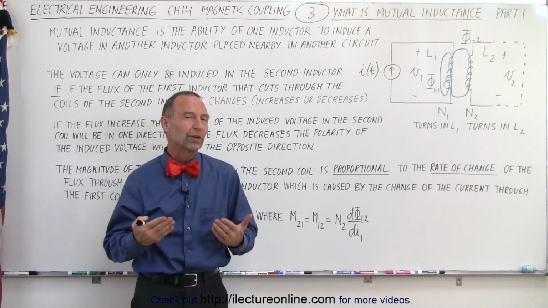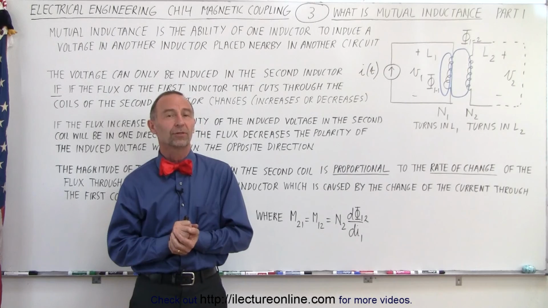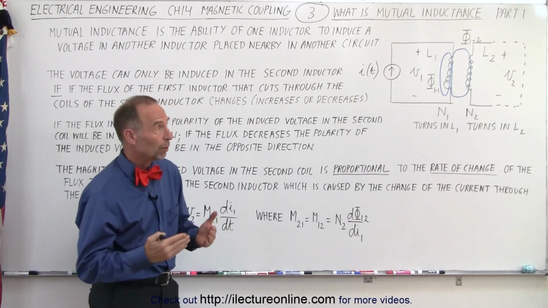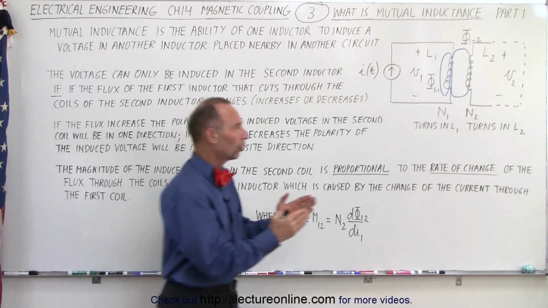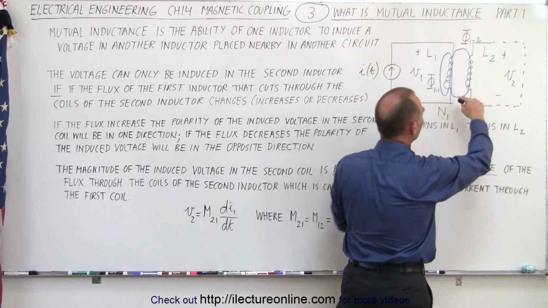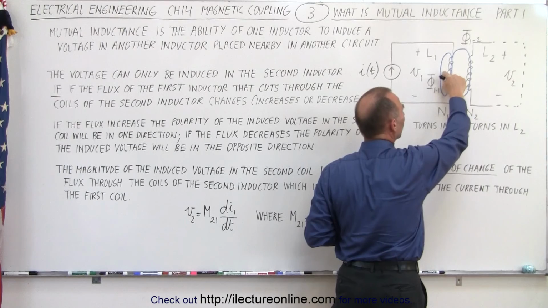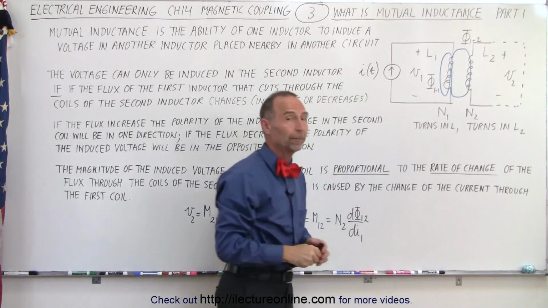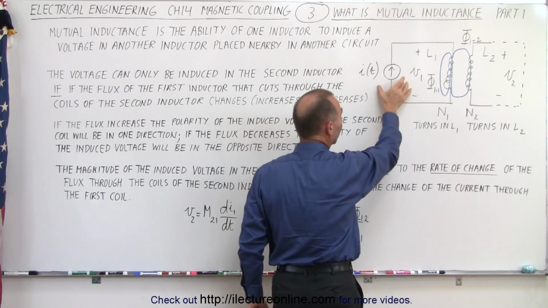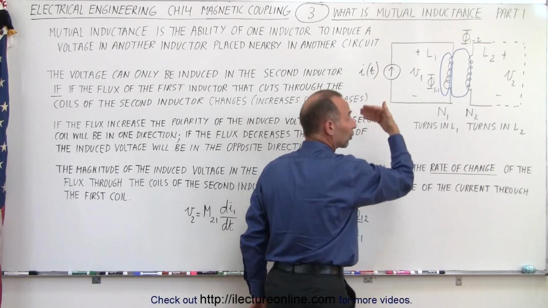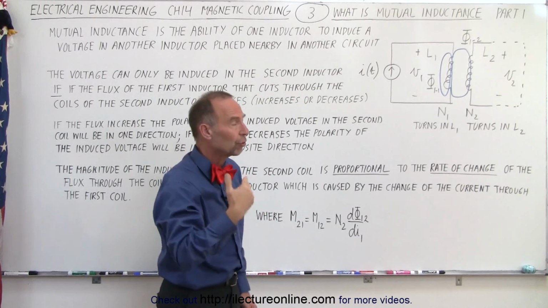In this video, we're going to explain what mutual inductance is. In order to have mutual inductance, we must have two circuits, and in each circuit, a coil, and the two circuits must be close enough such that the flux of the first coil will cut through the coils of the second coil. Now, what's also necessary is that the first circuit has what we call a voltage or current source, where the current through the first coil will change over time.